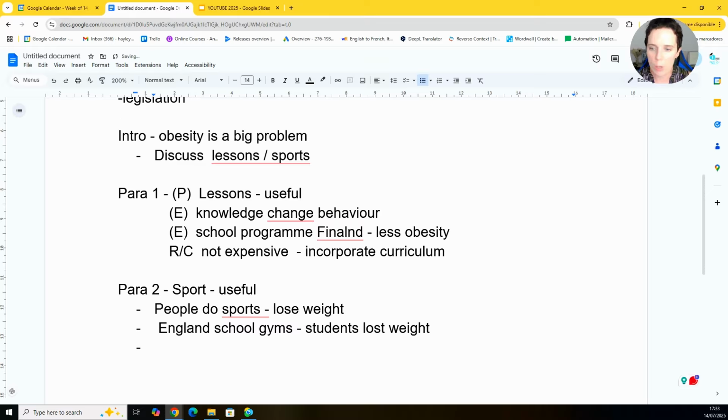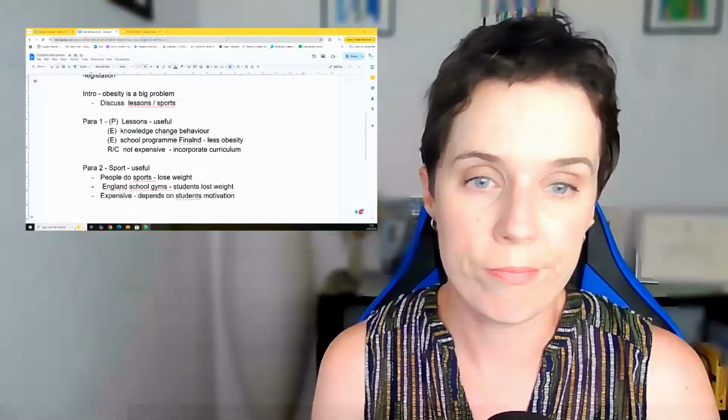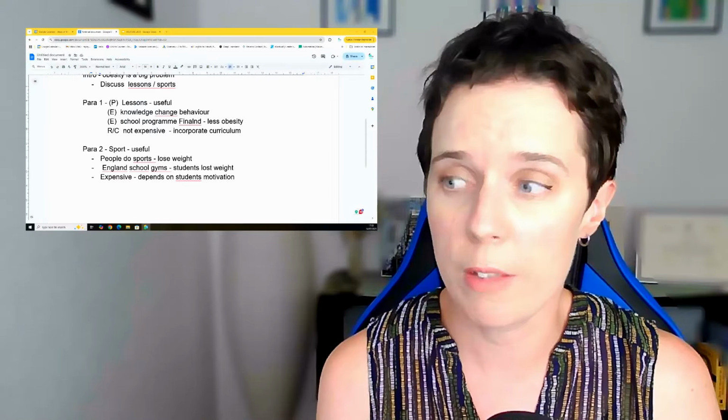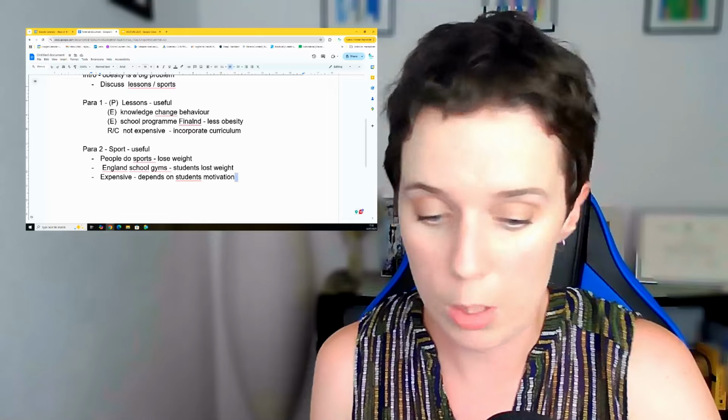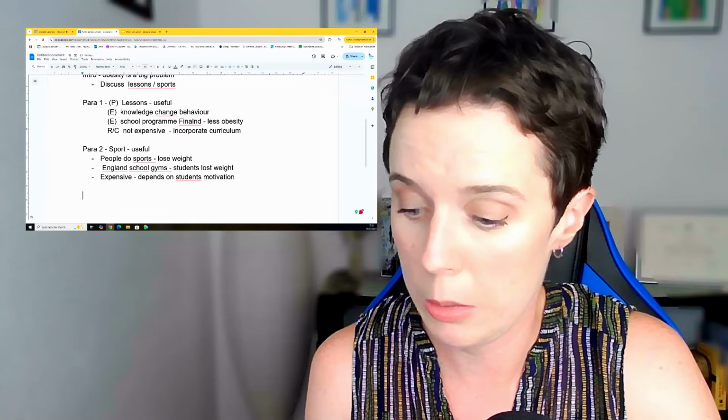And then again, if I want to add a transition or a contrast, it's quite expensive to redo all these gyms. Also, it depends on students' motivation, to be fair. Okay, right, I'm going to stop my timer there. So that took me about 3 minutes to do. Okay, that's my plan. I've just noticed I'm missing my conclusion. Sorry. Right, let me start that timer again.